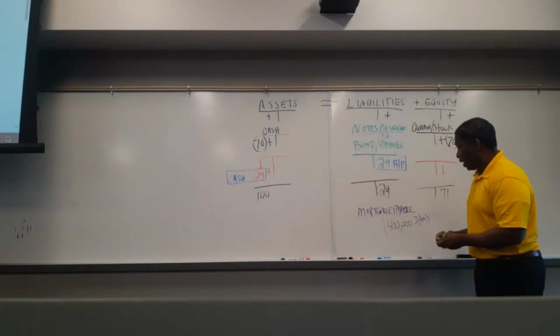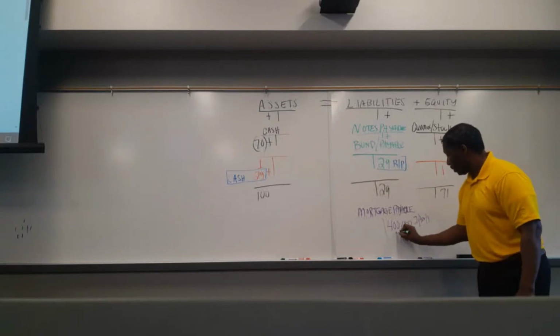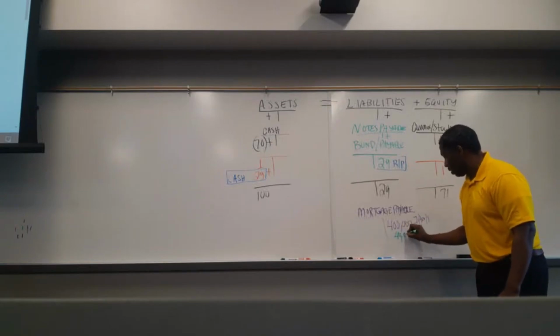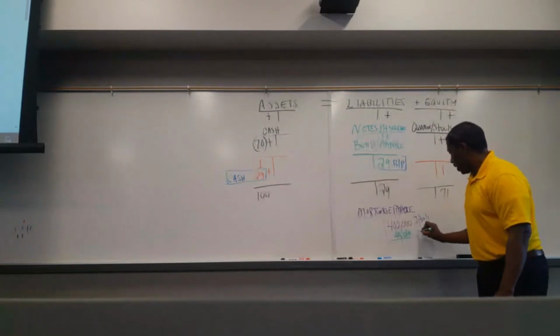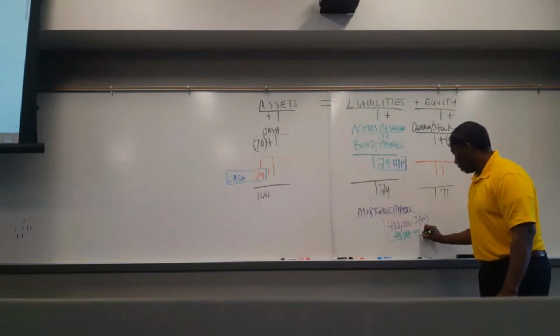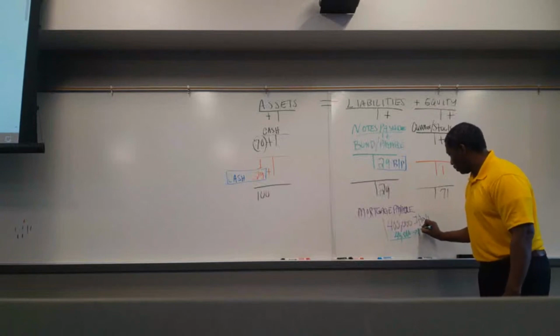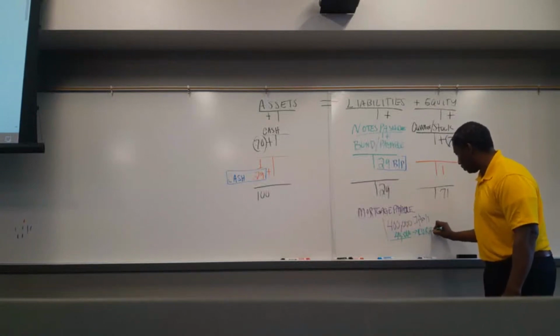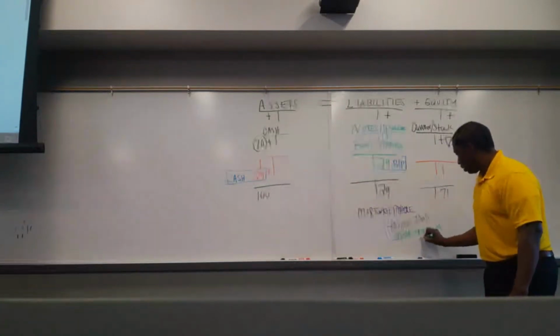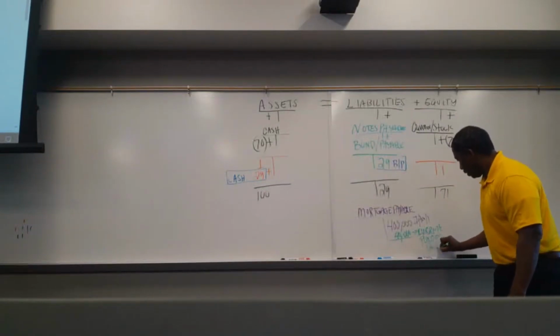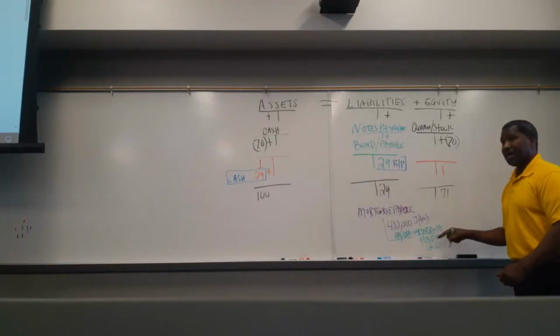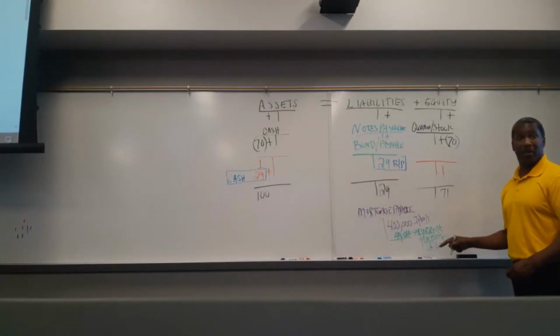Now I have to immediately reclassify part of that, because if I'm going to pay $40,000 this year on it in 10 years, then this part is going to become a current portion. Current portion of my long-term liability. That is important that we make that distinction, okay?